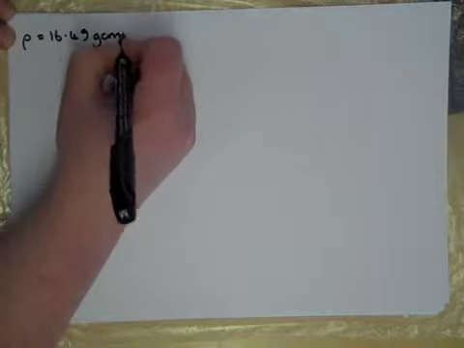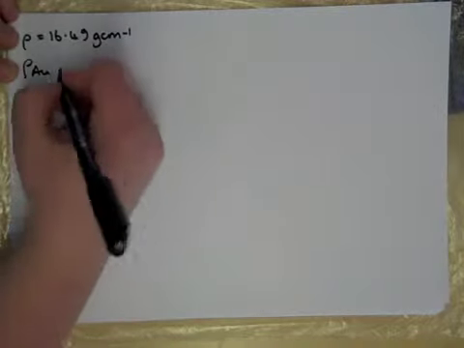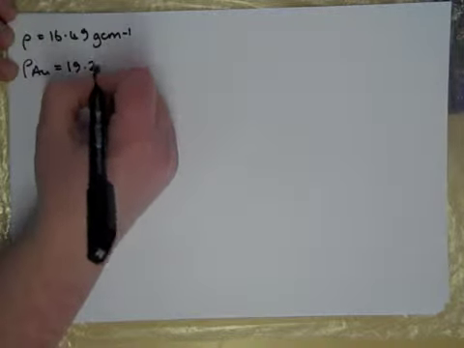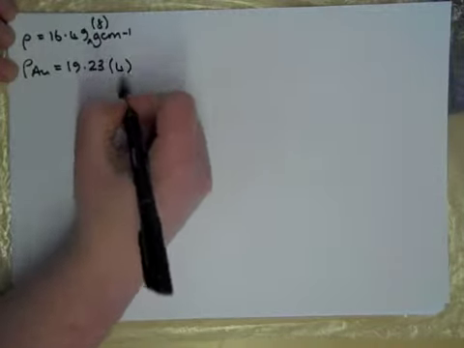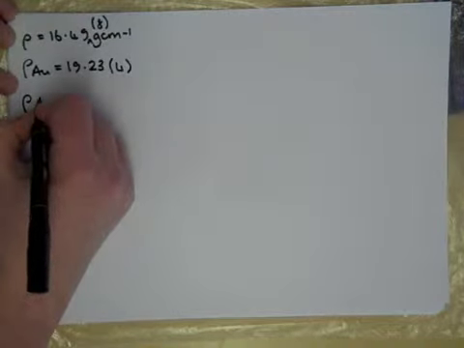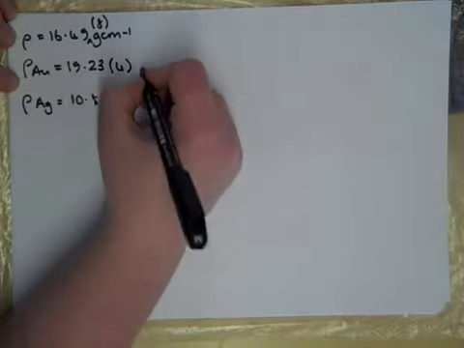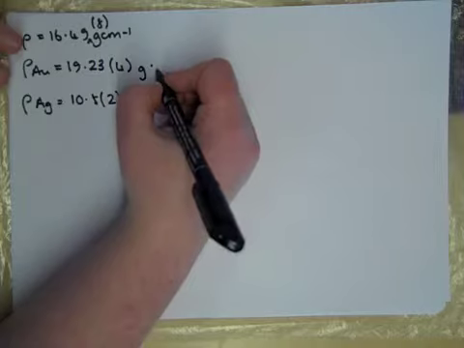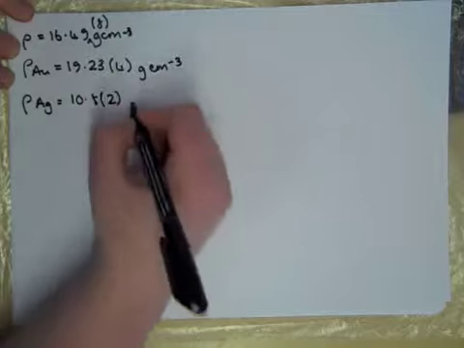So I know my densities here: 16.49 grams per centimetre cubed is the density of my mixed material. The density of my gold, I'm going to give the symbol rho AU, and that is equal to 19.23. Sorry, I should have included the error on this. 19.23, and this is 4. And my density of my silver is equal to 10.5, and that has an uncertainty in the last figure of 2. Sorry, this of course is cubed.